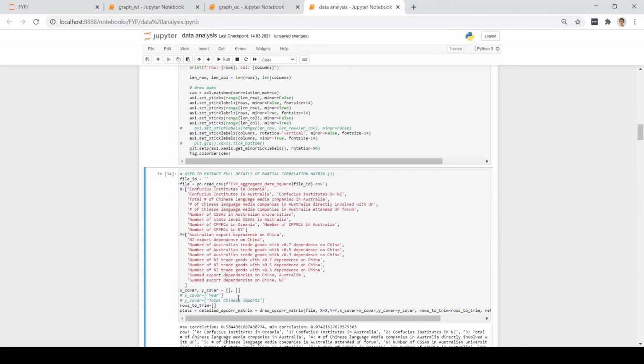So again, leaving both the X covar and Y covar empty essentially calculates the correlation between the economic and political indicators. Setting X covar and Y covar to the same variable effectively calculates the partial correlations, and setting them to different variables effectively calculates the semi-partial correlations.